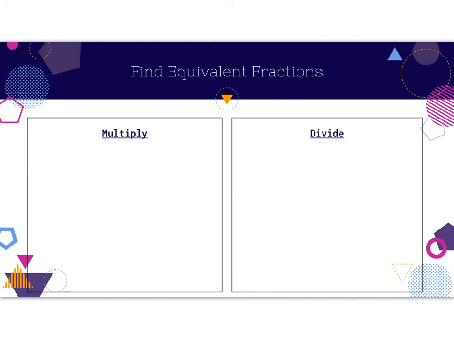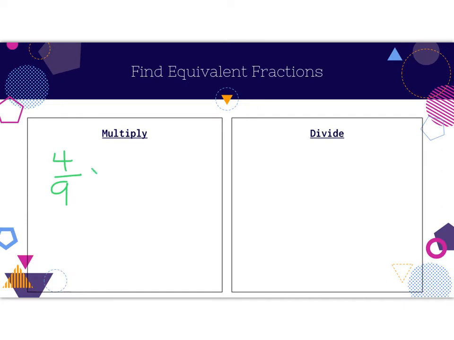We can also find equivalent fractions by multiplying and dividing. If we have the fraction 4/9, we can find another fraction that is equivalent to 4/9 by multiplying. As long as you multiply both the numerator and the denominator by the same number, you'll have an equivalent fraction. What that number is completely up to you. I'm going to use an easy one.